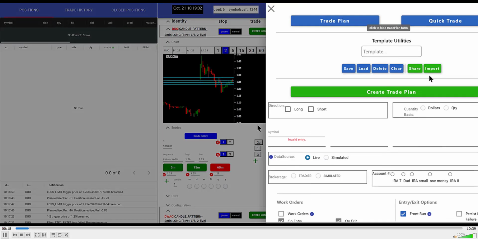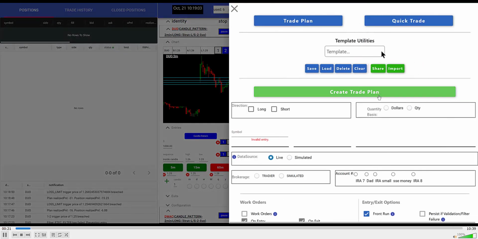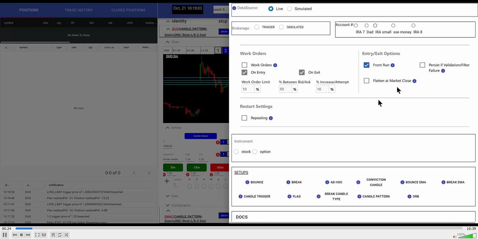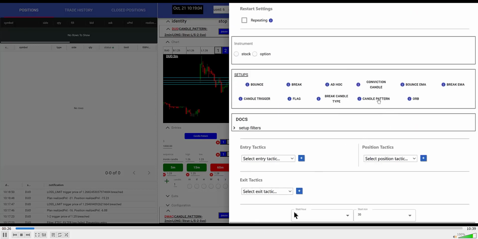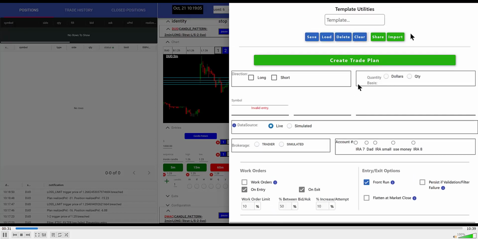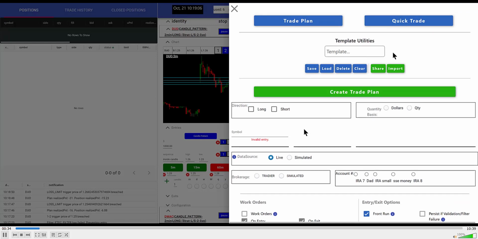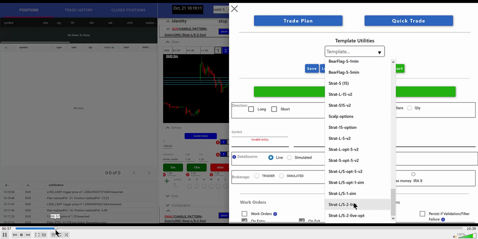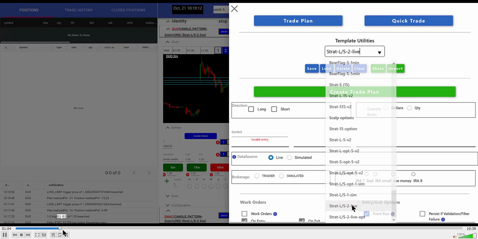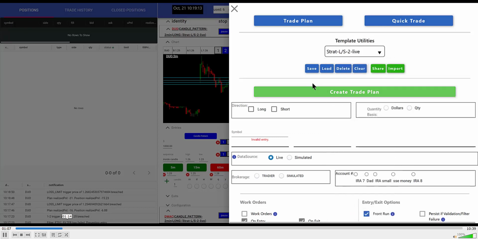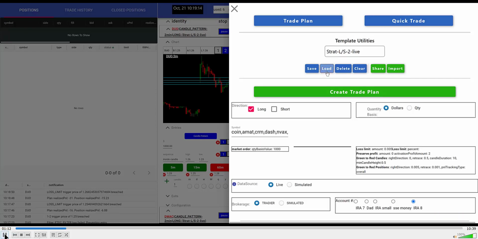This is Trade Unafraid. This is the UI where you create a trade plan. Right here I'm going to load a template. Let's see if we can fast forward a little bit. So there's all my saved templates. I pick that one and click load. And the form loads. Okay, so now I'm going to kind of control the playback.